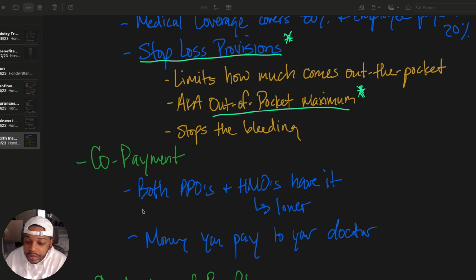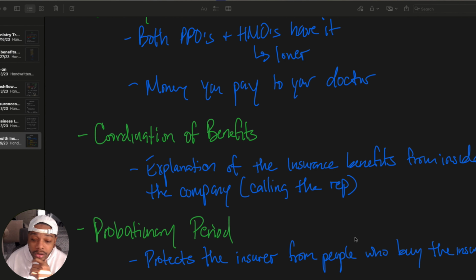Co-payment. A co-payment applies to both, of course, PPOs and HMOs. They both have it, but it's pretty much money you pay to your doctor, right? So anytime you go to a doctor, they say, hey, we need a co-payment first, which is a payment for every visit to the doctor. Depending on the health plan, it may range from $0 to, I don't know, however many dollars it may cost. I've seen people pay $5 copays, $100 copays. I've paid $100 copays before. This is pretty much what it is.